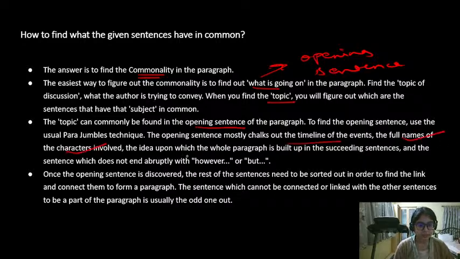ठीक है, and the sentence which does not end abruptly with however and but. ठीक है? So kindly, there are more strategies and tricks to find them. Watch my previous sessions. Once the opening sentence is discovered, the rest of the sentences need to be sorted out in order to find the link and connect them to form a paragraph. The sentence which cannot be connected or linked with any other sentences to be a part of the paragraph is usually the odd one out.